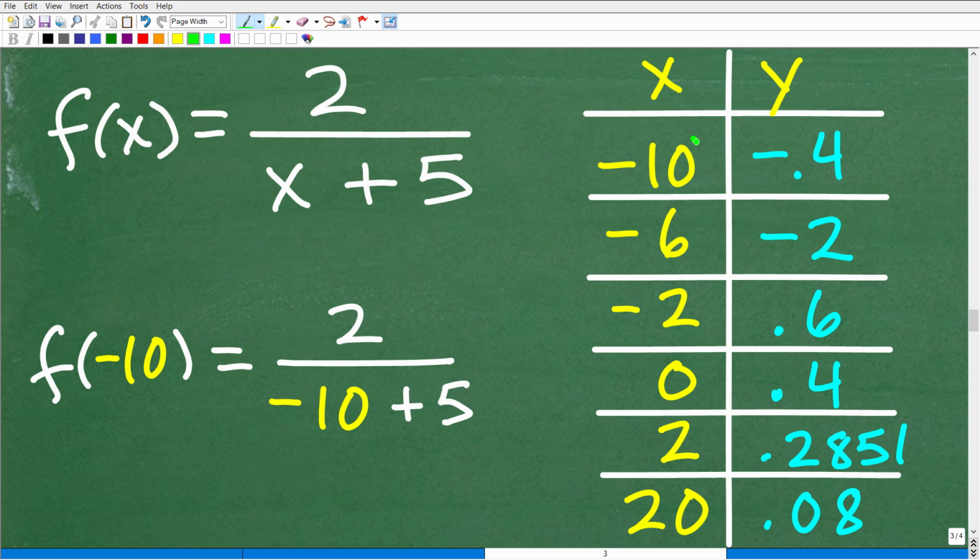All right, so let's make sure you understand how to construct a table of values. So here we have -10, right?